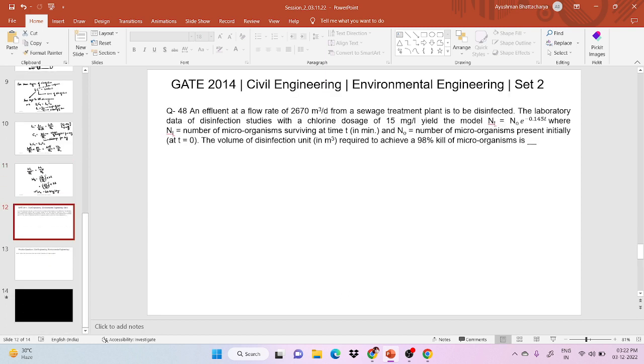So now the third question. The third question says an effluent at a flow rate of 2670 meter cube per day from a sewage treatment plant is to be disinfected. The laboratory data of disinfection studies with a chlorine dosage of 15 milligram per liter yields a model Nt equals N naught e raised to power minus 0.145 t, where Nt is the number of microorganisms surviving at time t, and N naught is the number of microorganisms present initially at time t equals 0. The volume of disinfection unit required to achieve a 98% kill of microorganisms is.